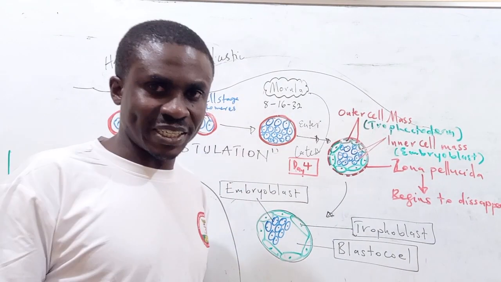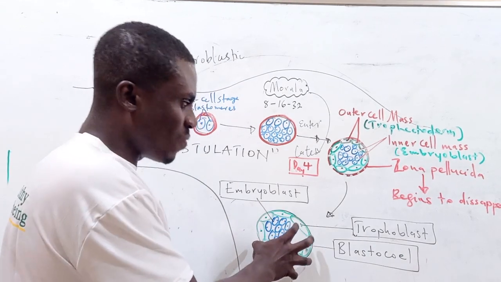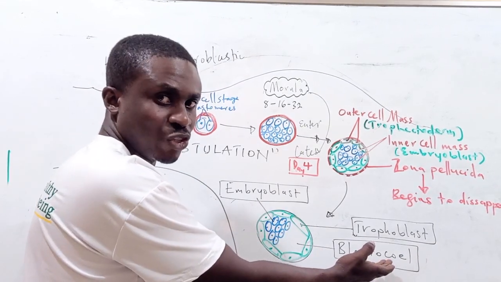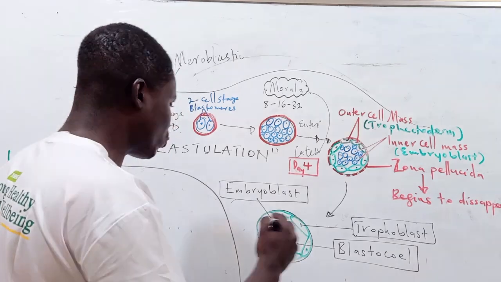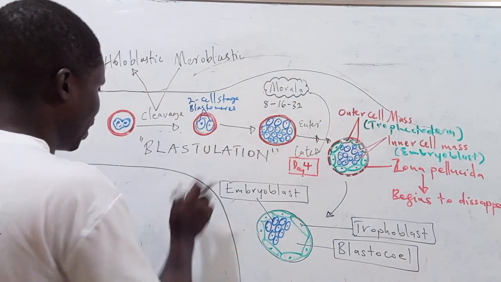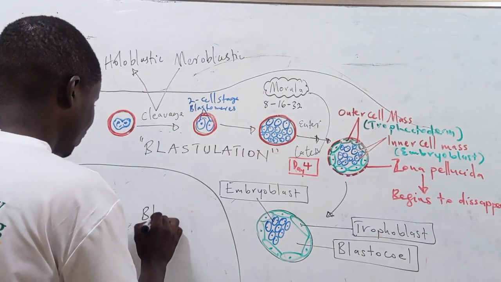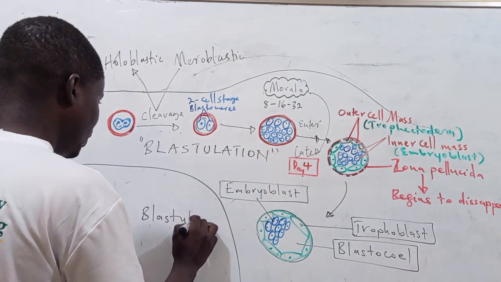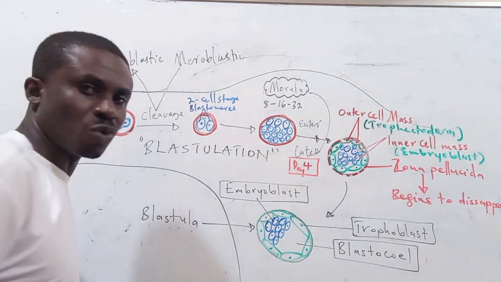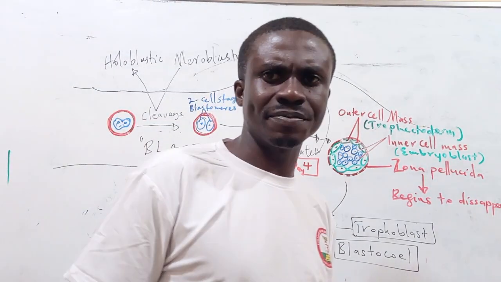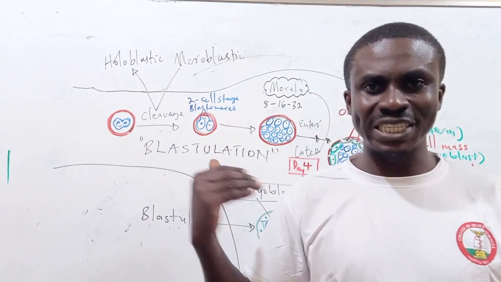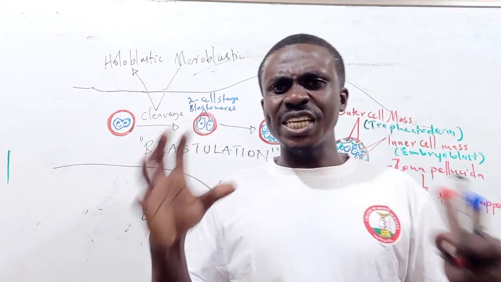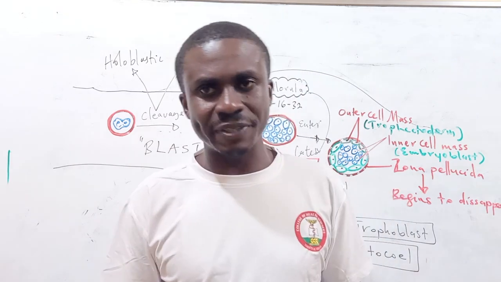For this reason, the product that we formed over here, where it has the cavity, is known as blastula. Blastula is what we formed over here. The process is blastulation. That's what we generally see for animals.